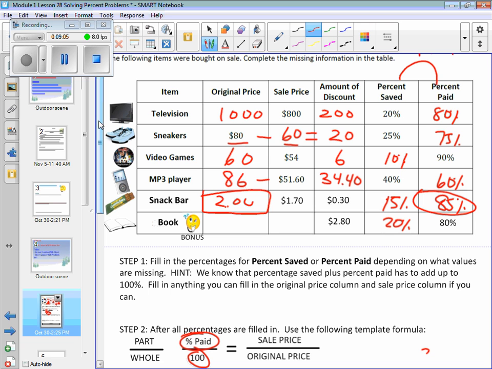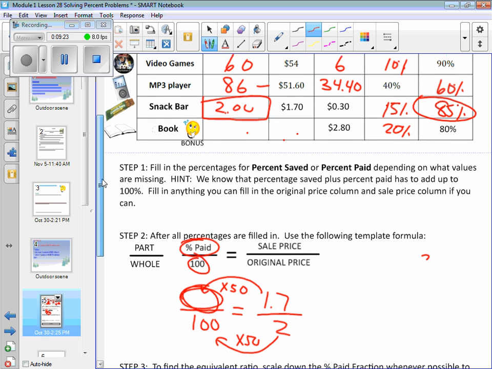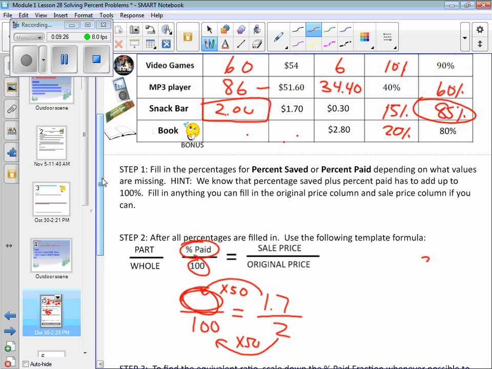I learned something new this morning in my period 2 class. When we got to this, the reason why this formula does not work is because you wind up with only 2 out of the 4 values and you need at least 3. I'll just show you what I mean. I have percent paid, which is 80 over 100. So if I use this for the book, I have 80 over 100. The problem is I don't have anything else. I don't have a sale price and I don't have an original price. So I can't use this formula.